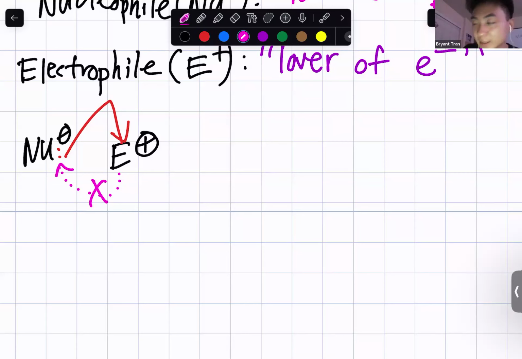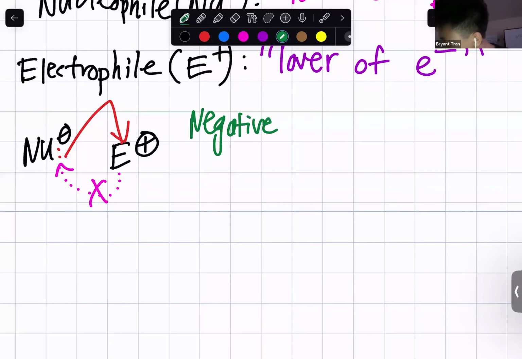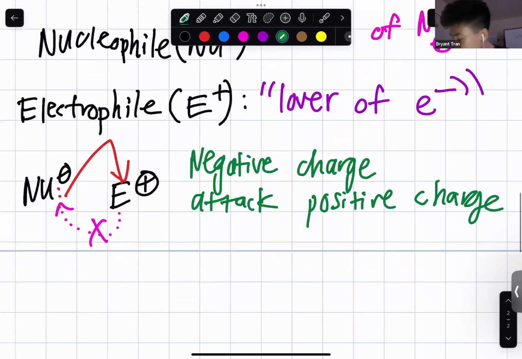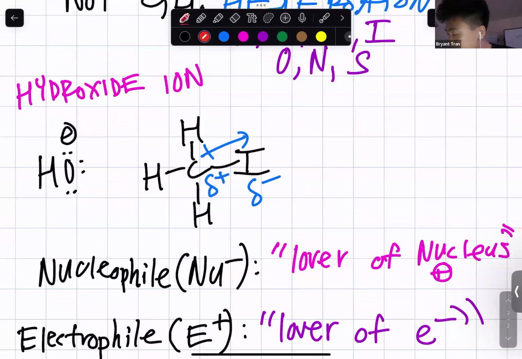So another way you could think about it is like this. Negative charge attacks positive charge. Nucleophile attacks electrophile. Okay. So let's go back to here.